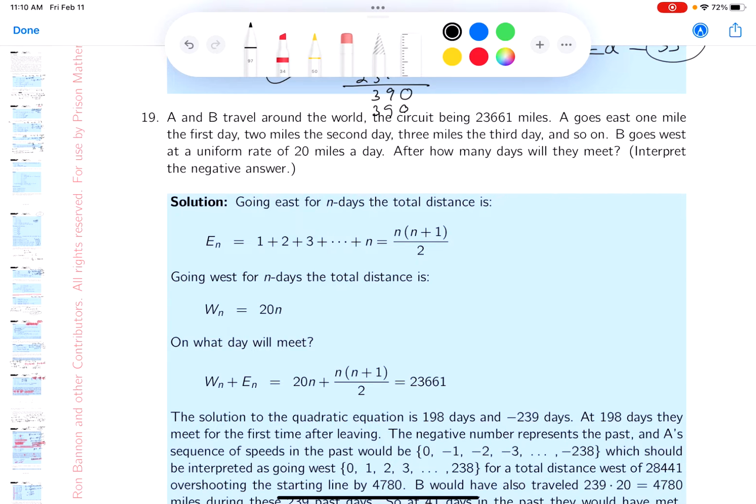Okay, it's a problem where people are traveling around the globe, and I hope you know the globe is a circle, it's a circuit. They're telling you that the distance they're taking, on a great circle around the Earth, is 23,661 miles. And what they claim is that one guy, and they're on a great circle, by the way, sort of like the equator, so to speak.